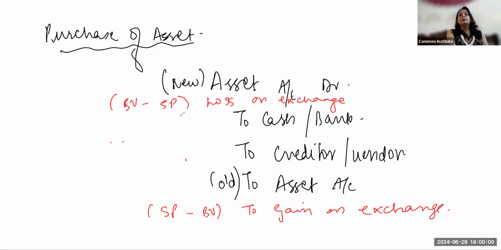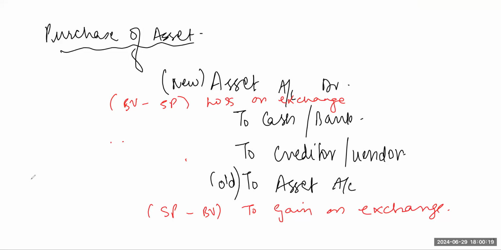So gain or loss can still be there when you are exchanging the asset and not selling the old one. Okay? If you're just buying an asset in general through cash or through check or on credit, then the normal entry would be asset account debit to cash or to creditor, to vendor.